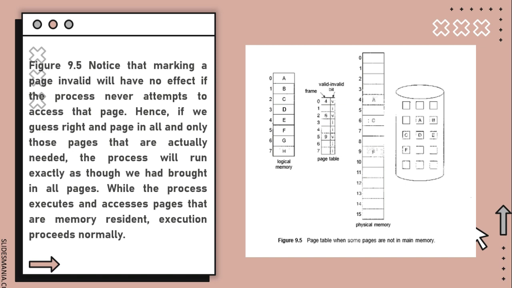Notice that the marking of a page invalid will have no effect if the process never attempts to access that page. Hence, if we guess right and page in all those pages that are actually needed, the process will run exactly as though we had brought in all pages. While the process executes and accesses pages that are memory resident, execution proceeds normally.